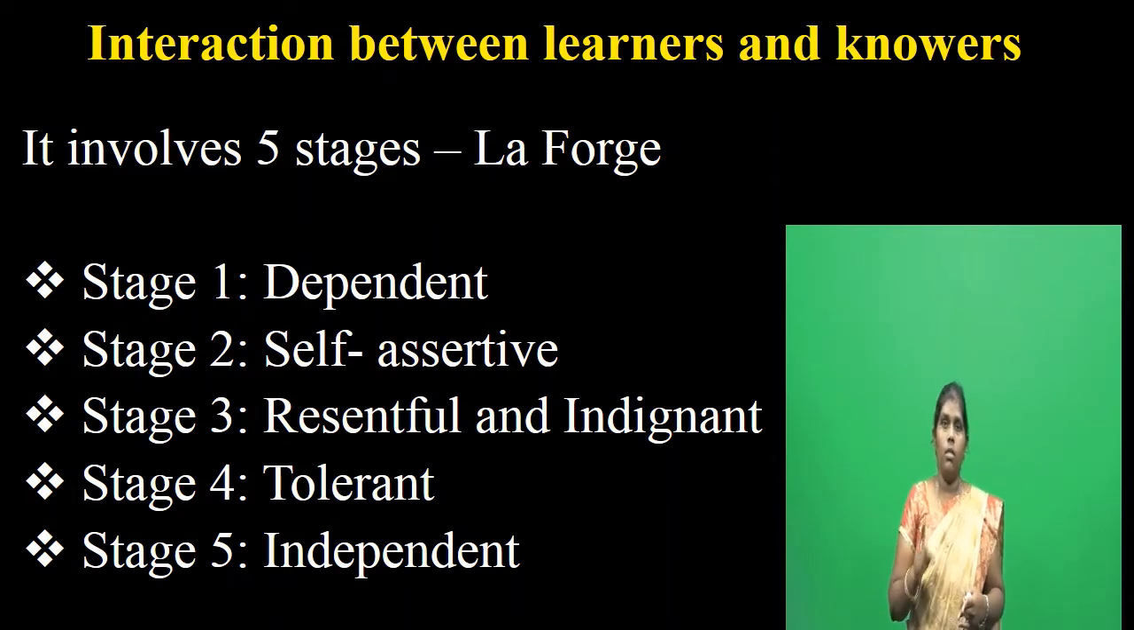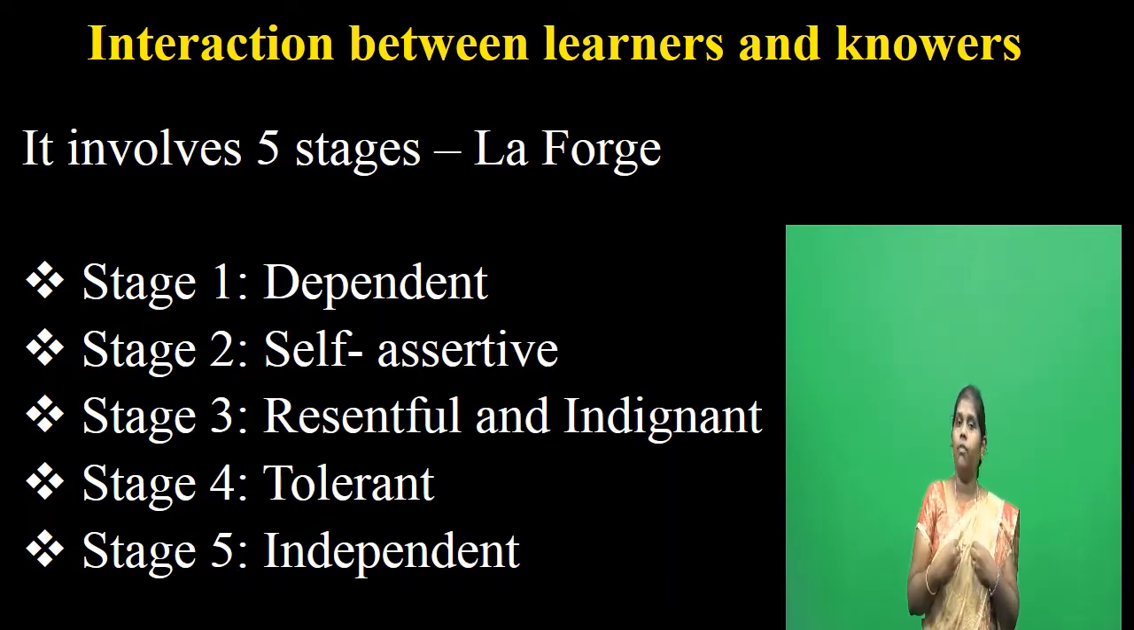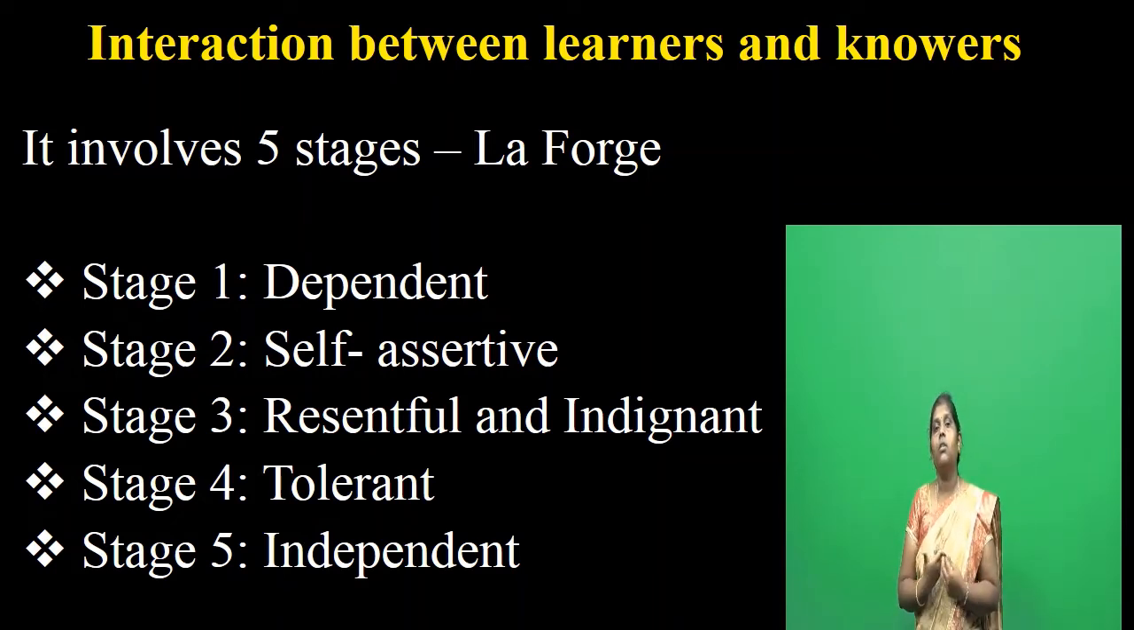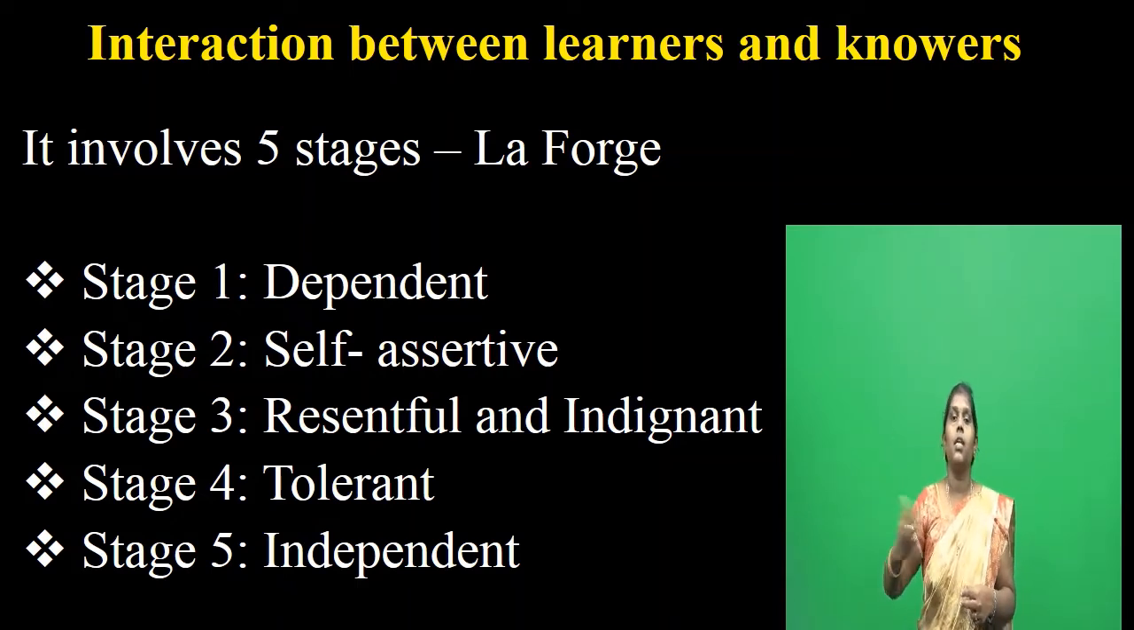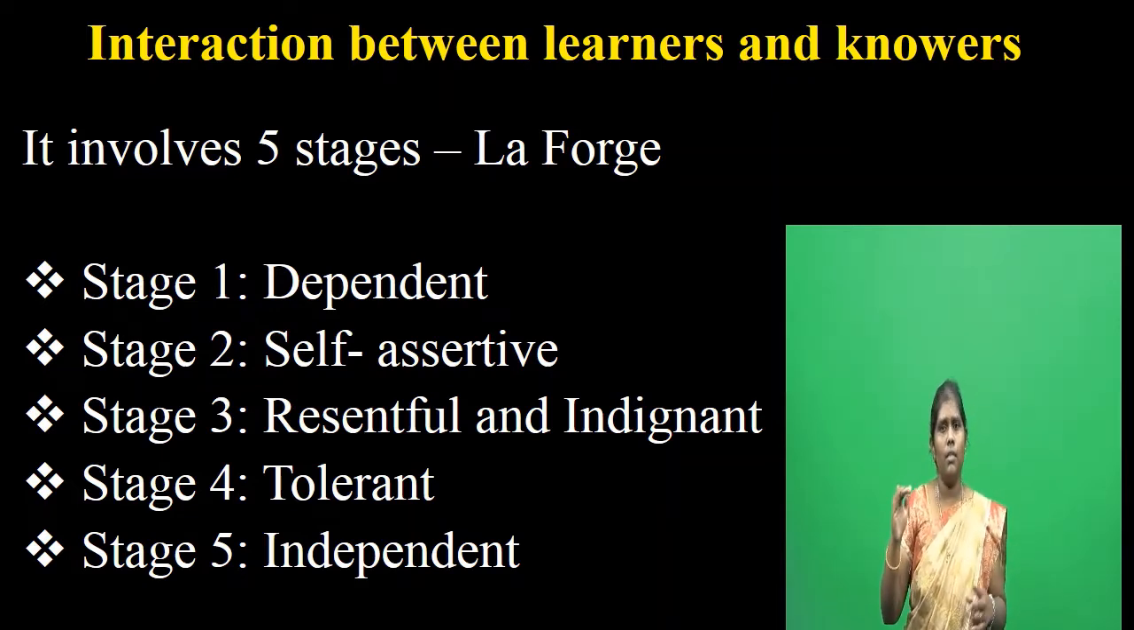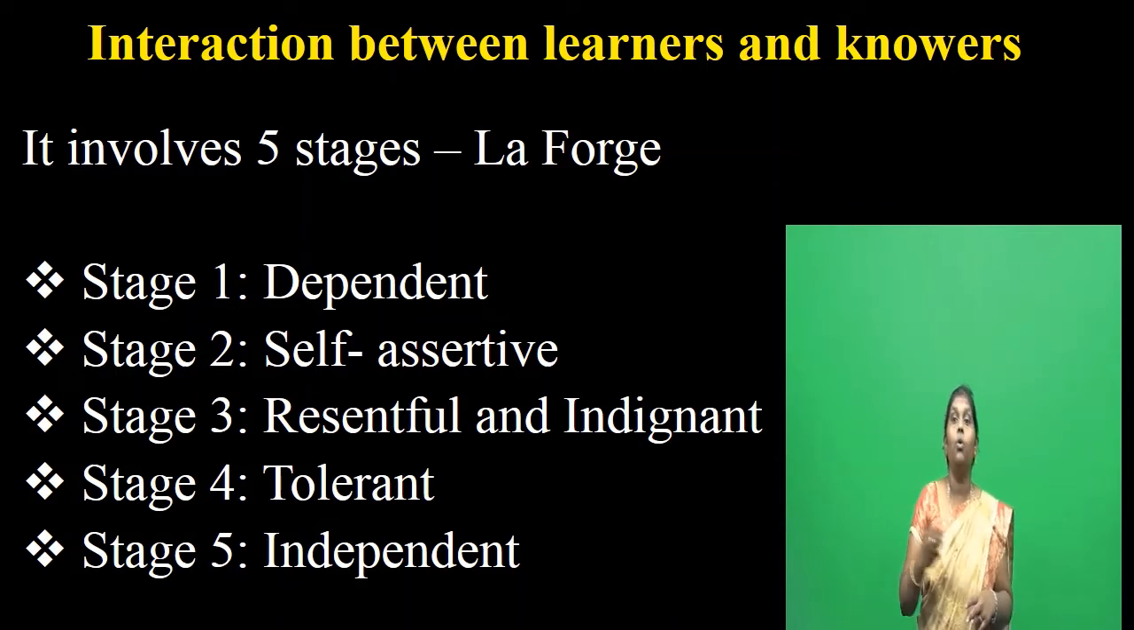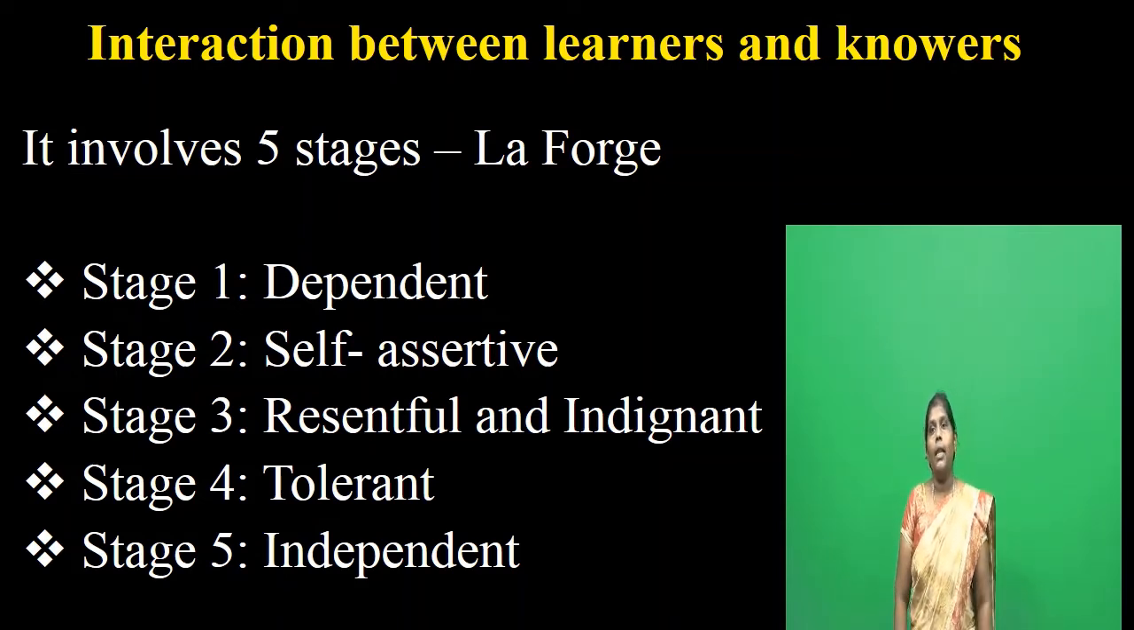These 5 stages have been given by Laforge. Stage 1, dependent. Stage 2, self-assertive. Stage 3 is resentful and indignant. Fourth, tolerant. And the fifth one is independent learner. So in the beginning, the learner is dependent, and in stage 5, the learner is independent. In stage 1, the learner is a learner. But in stage 5, the learner will be a knower, the person who knows the language.